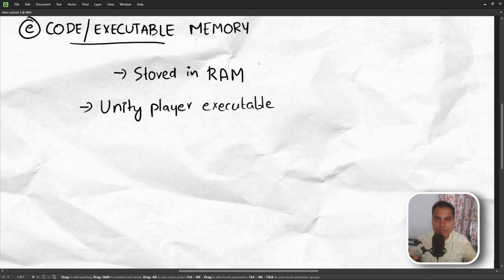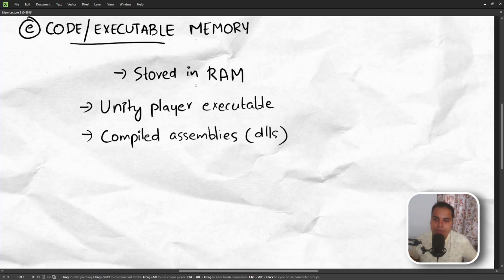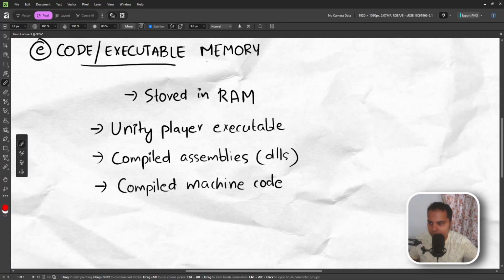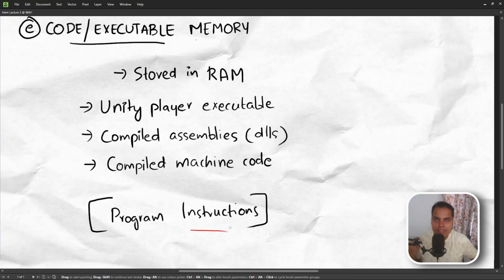That is also part of runtime memory. This also includes your compiled assemblies, the DLLs, the things in your build that are necessary for you to run the game. Also, all of the compiled machine code as well. They're all just executable memory. Okay, they're necessary to run the game. Like I said here, these are just program instructions.